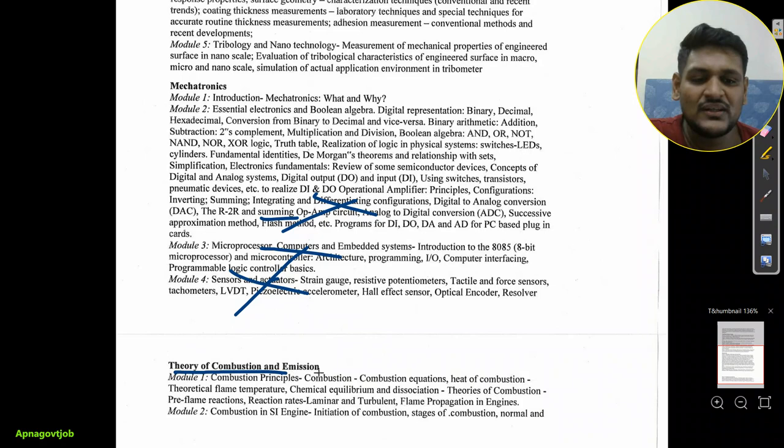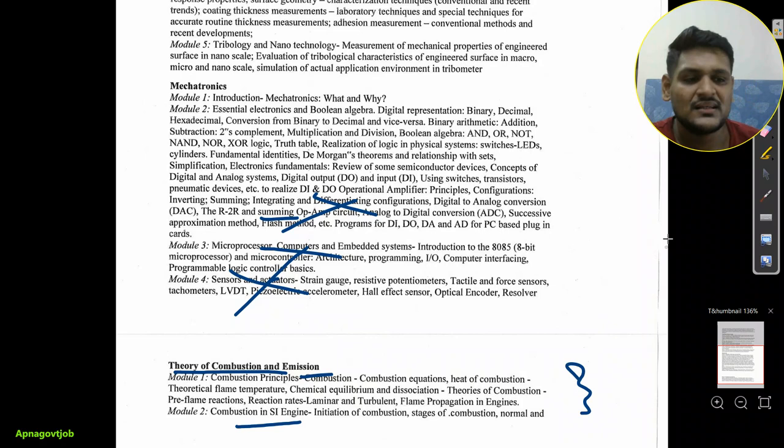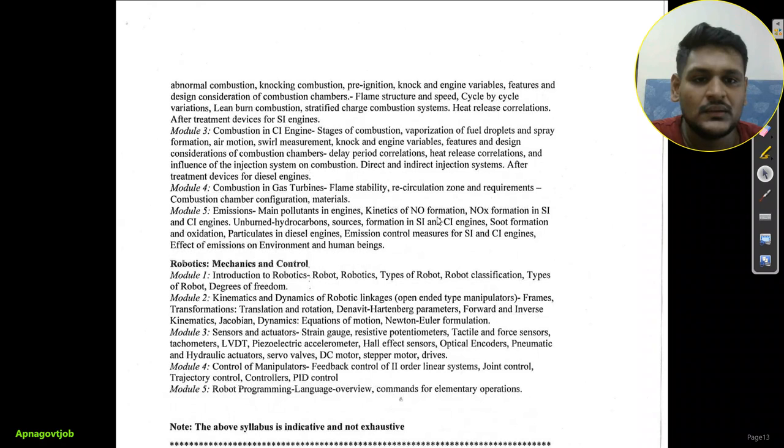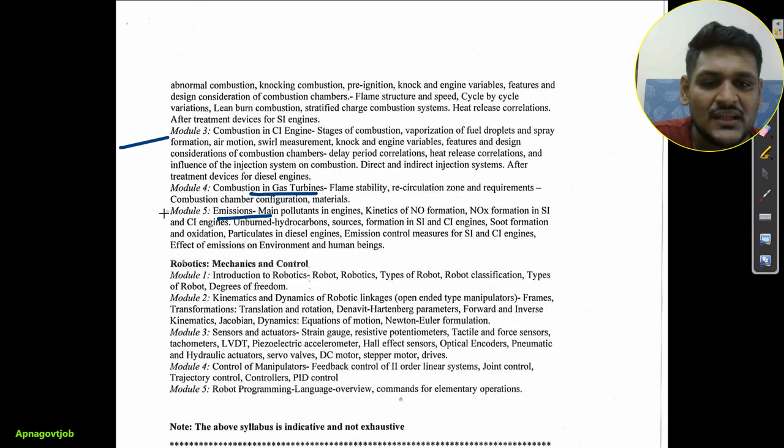Theory of combustion and emission, okay, this thing you can do. Combustion in SI engine, obviously you need to do this. Okay, here you can practice your GATE 1 mark questions and your ESE last 10 year papers for the theory of this. Okay, then combustion in CI engine, whole module 3 important. Combustion in gas turbine, emission also important. So this whole thing is important.